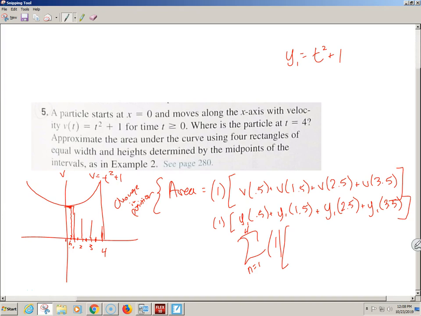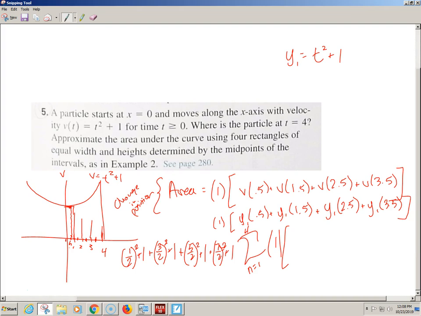Oh, got it. So you didn't necessarily summarize it in sigma notation, but you literally just did, I know 1 times anything is itself. So then he went ahead and plugged it in, so he's actually plugging in 0.5, 1.5, and so on. That should land us right on the answer. Is that cool? Alright, that was number 5.